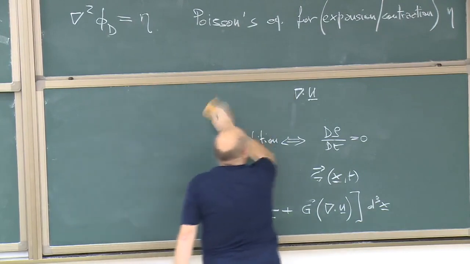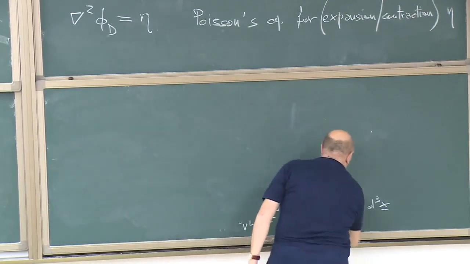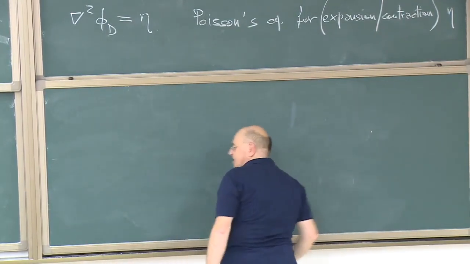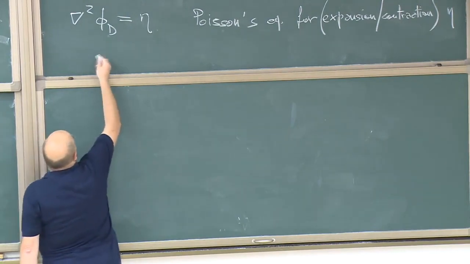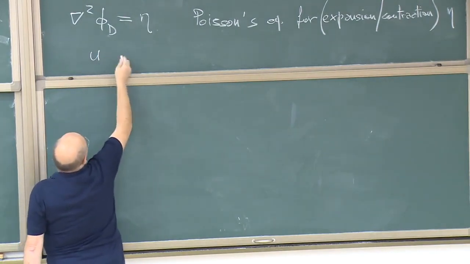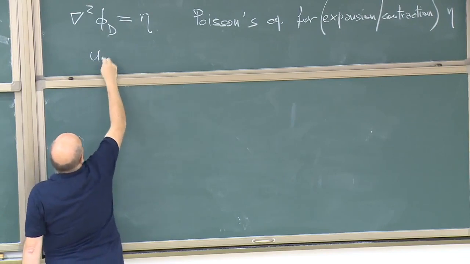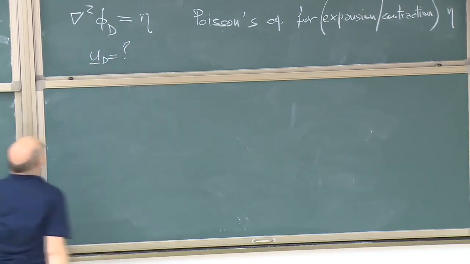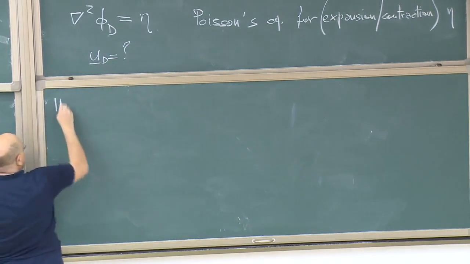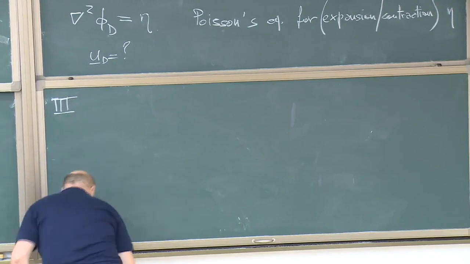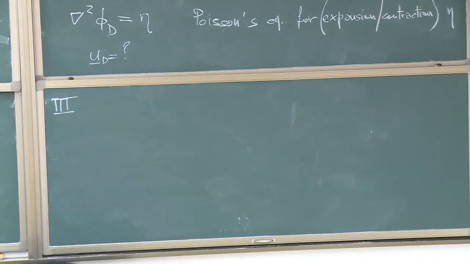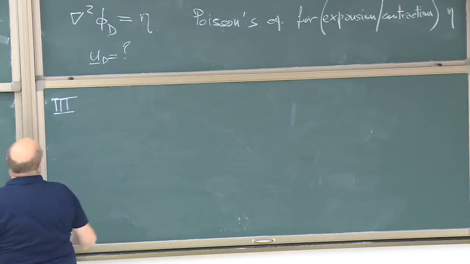And so let me go on, and I say, okay, we have a solution for that equation. Bear with me. The solution will be UD equals something. I'm going to say it in a minute. And then I move quickly to the third case. Sorry, I will pick up all the chalk in a minute.